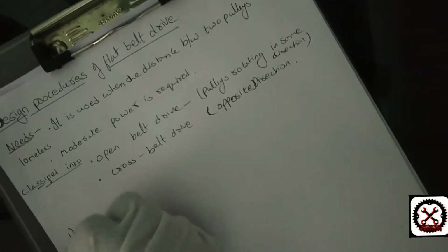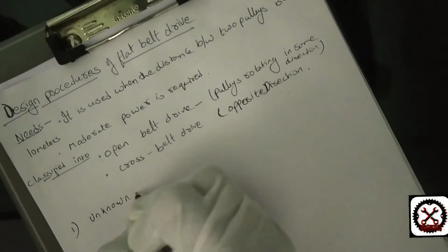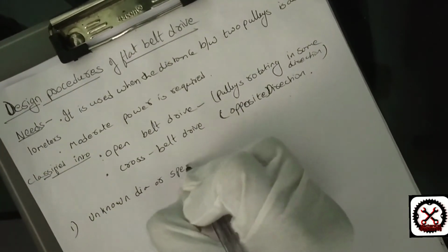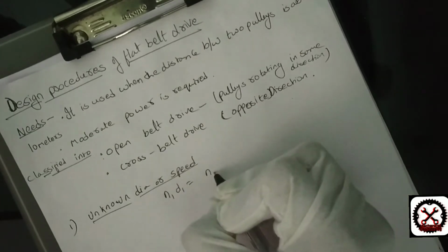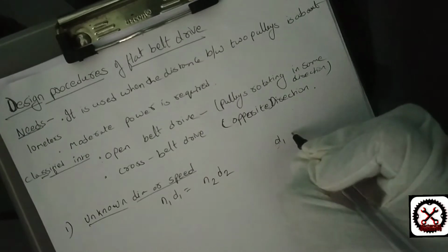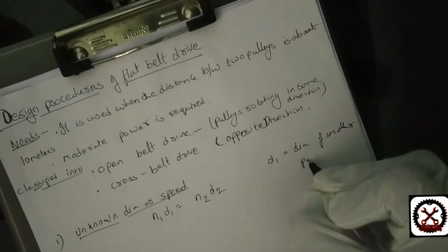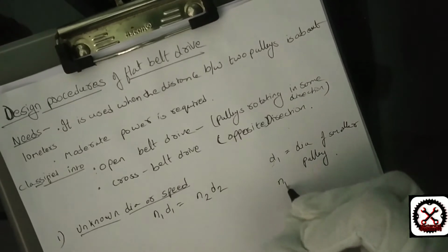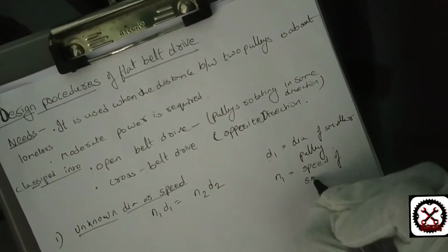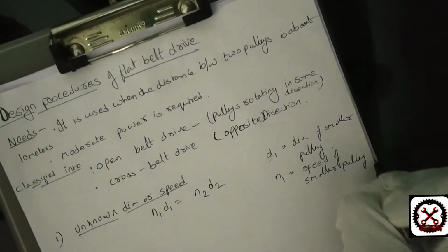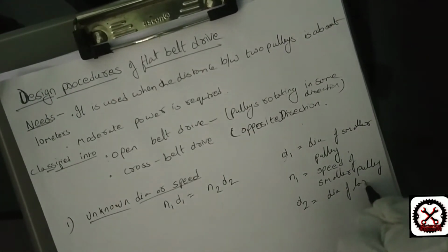First one, unknown diameter or speed. The very first formula we use is N1 D1 equal to N2 D2, where D1 is always the dia of smaller pulley, and N1 is speed of smaller pulley. Similarly, D2 is dia of larger pulley.